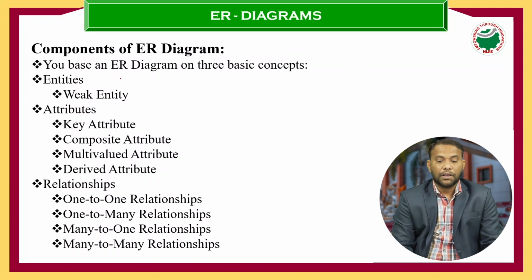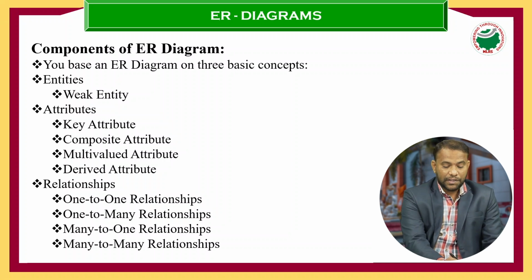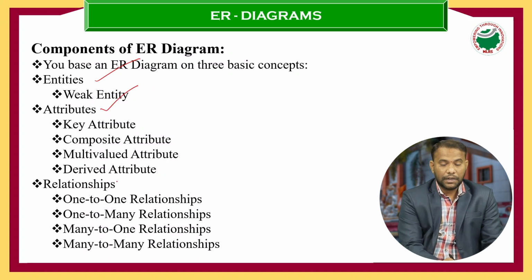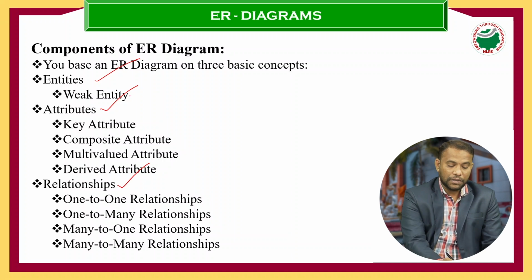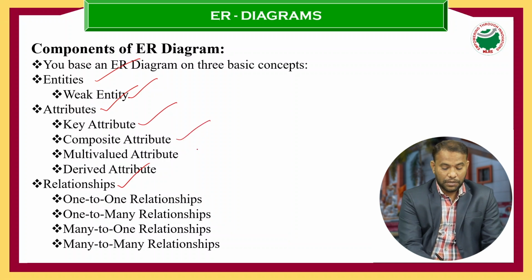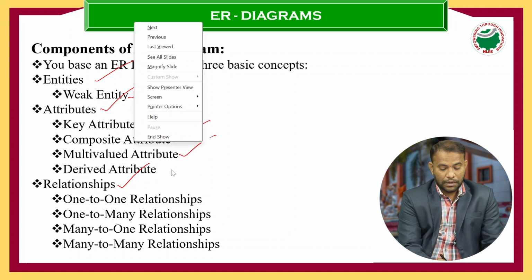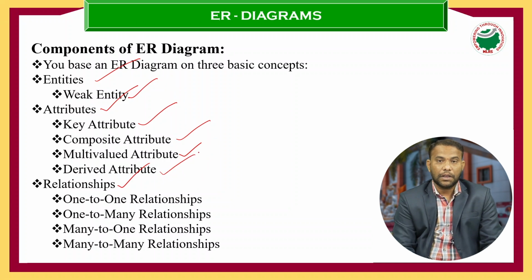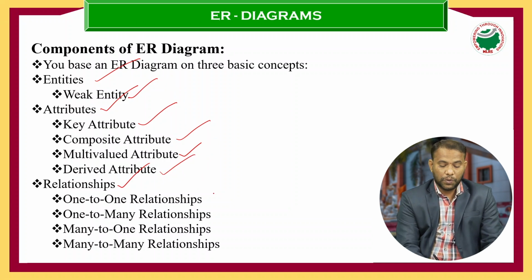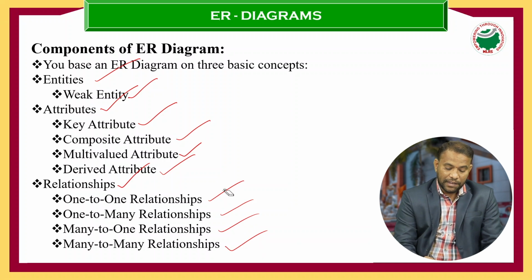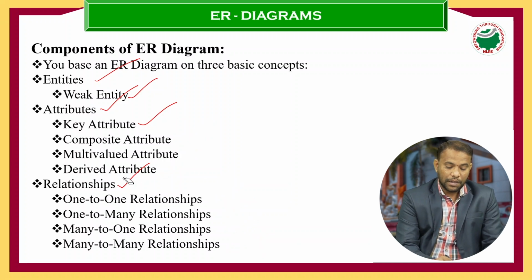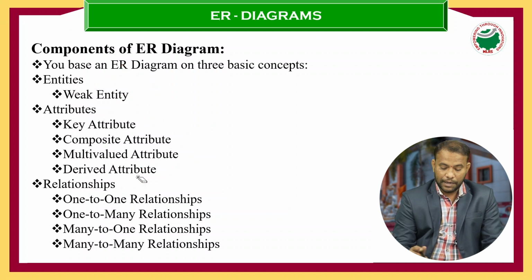Based on the ER diagram, we have three components, which we already discussed: entities, attributes, and relationships. In these three components, we have sub-components. In entity we have weak entity; in attributes we have key attribute, composite attribute, multi-value attribute, and derived attribute. When coming to relations, we have one-to-one relation, one-to-many relation, many-to-one relation, and finally many-to-many relation. We are going to see each sub-component in detail.